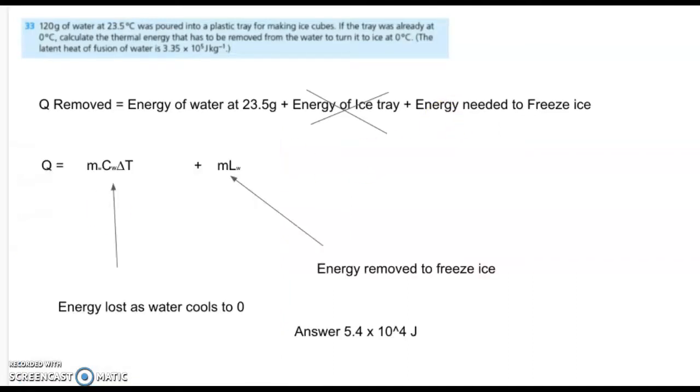And so our question comes down to Q equals mc for water, delta T, which would be from 23.5 all the way down to 0, plus ml, which is the energy removed to freeze the ice. Have a go at that question. You should get 5.4 times 10 to the 4 joules.